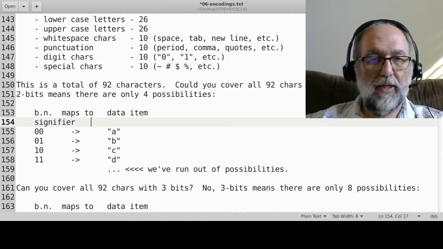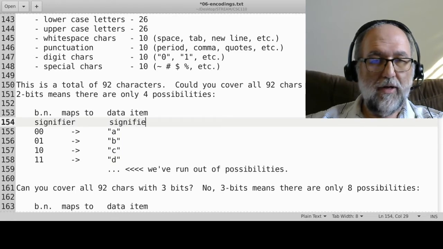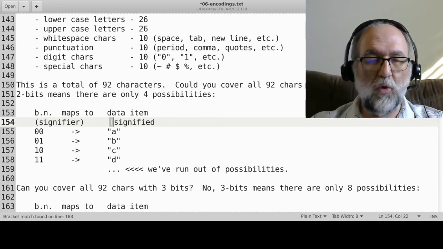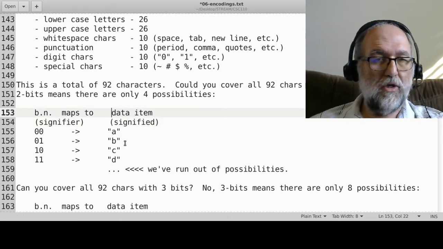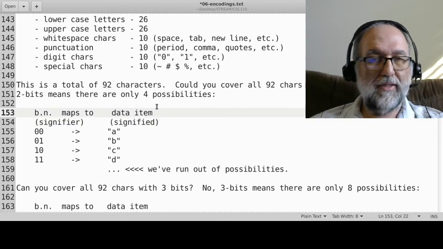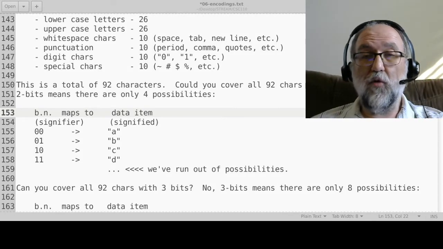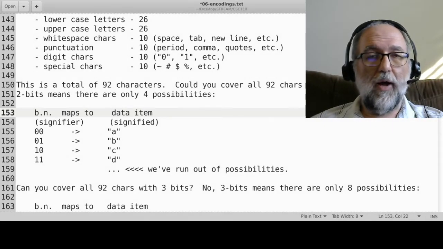To use the language from above, this is like the signifier, and this over here would be the signified, if you want to use the same language. Let me just put some round brackets around this here like that. And that's the signifier. So that's the word the computer understands, and this is how it interprets it, as either the letter A, B, C, or D. But again, 2 bits, and you can only get as far as 4 entries. We say, all right, well, fine.